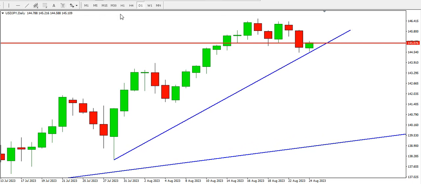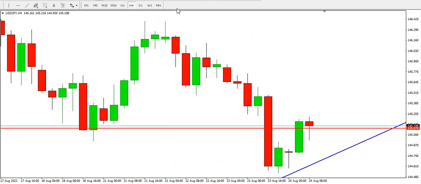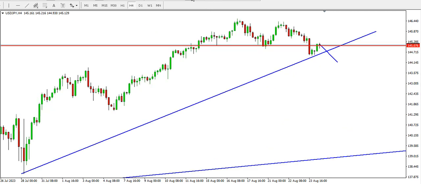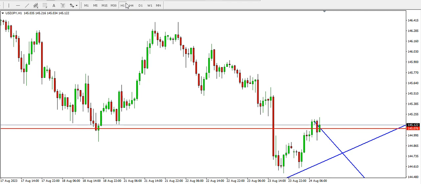Okay, on the 4-hour time frame, we have the head and shoulder pattern. This is the left shoulder, this is the head, this is the right shoulder, and price has broken down the neckline. So we are seeing a retest of the neckline for price to possibly drop a bit. But if you look at the chart, the overall trend is currently bullish.